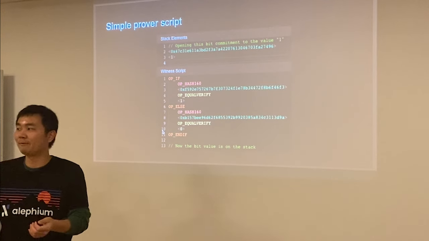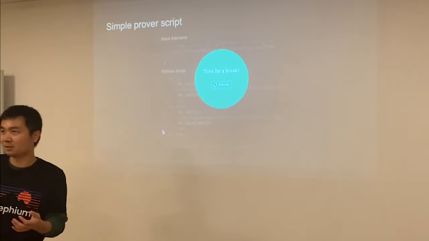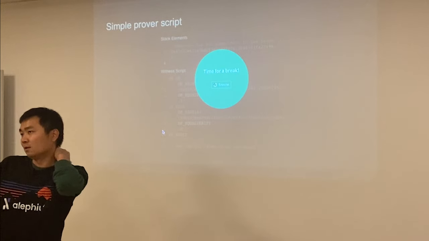You cannot do it directly on Bitcoin because Bitcoin's virtual machine is kind of stateless.